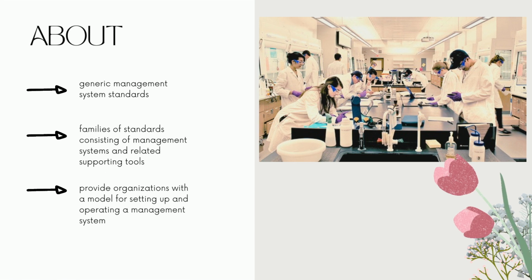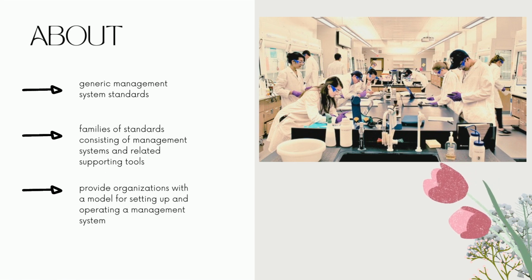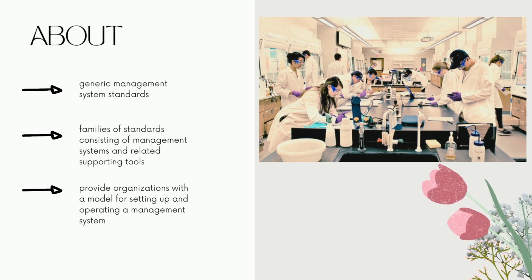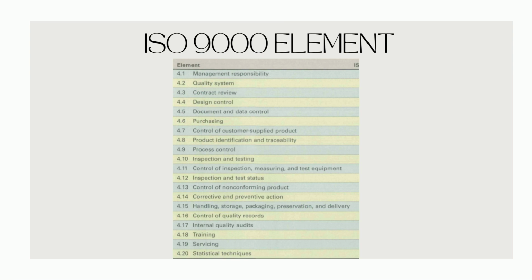Both ISOs are basically generic management system standards. They comprise families of standards that consist of management systems and related supporting tools. They provide organizations with a model for setting up and operating management systems. As you can see here, there are about 20 elements within the ISO 9000.